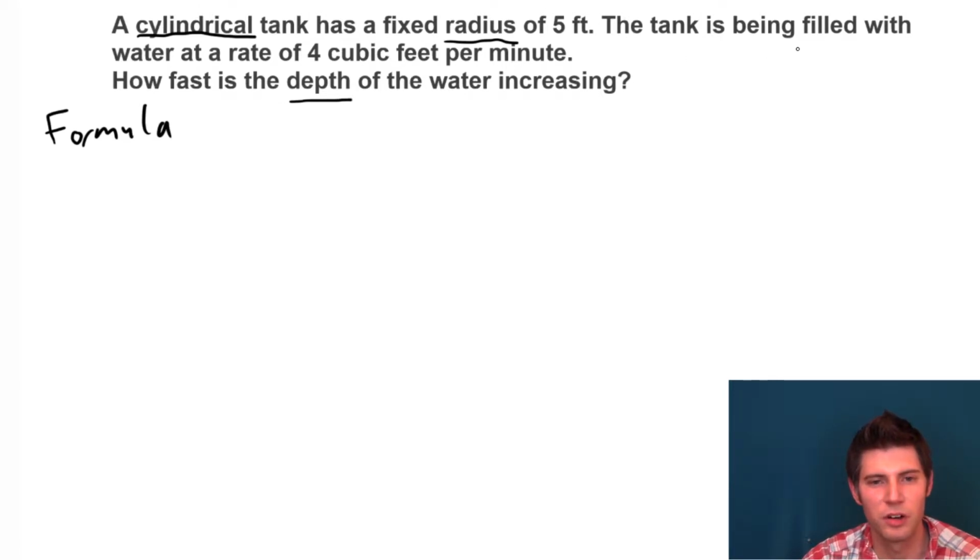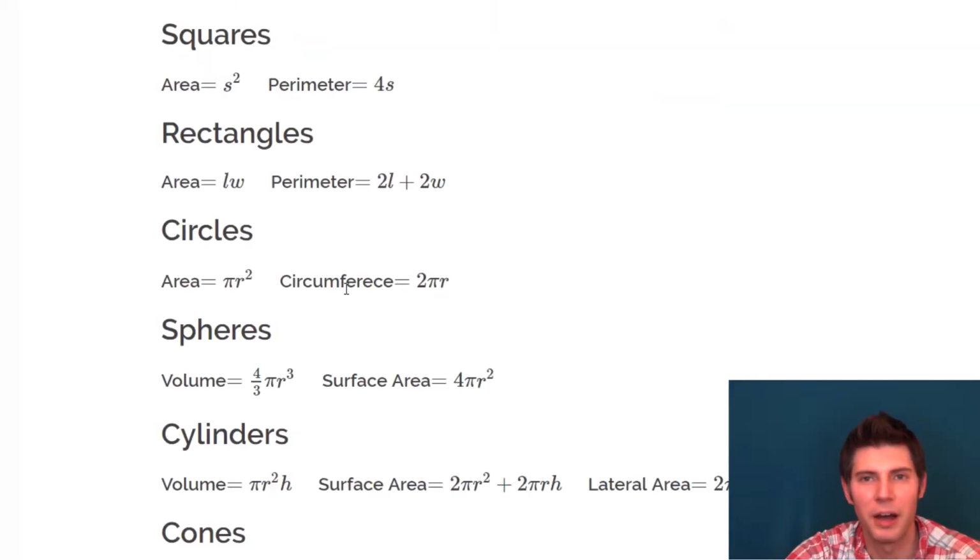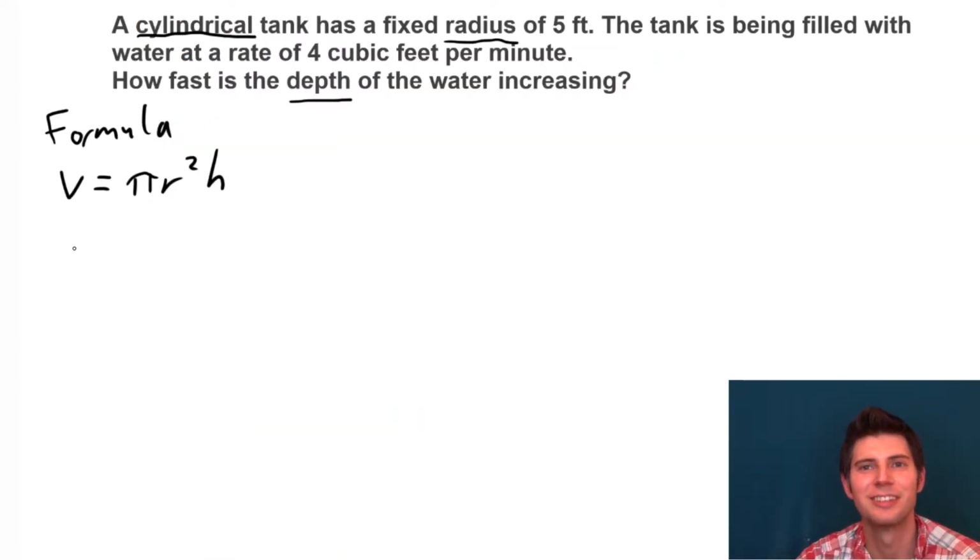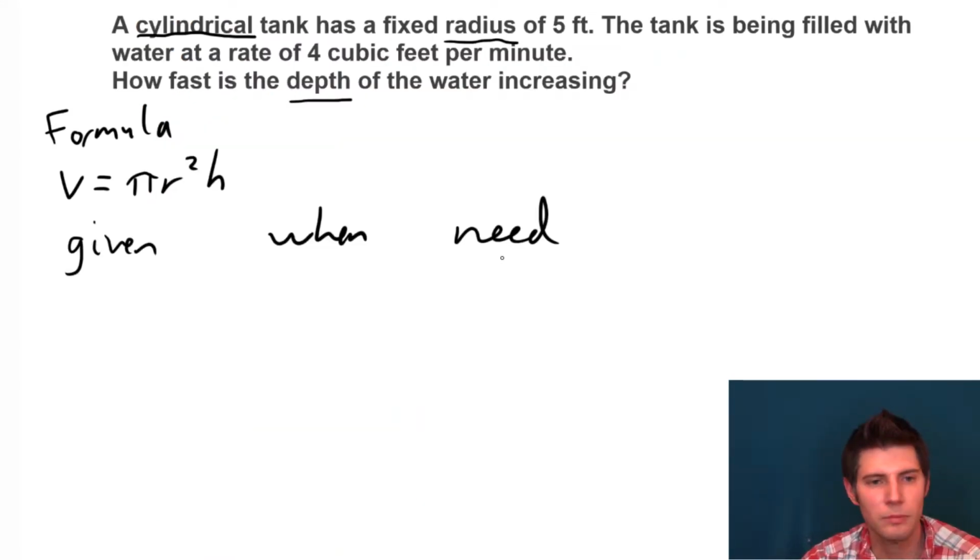They don't say the word volume, but the fact they're filling the tank, it gets filled with volume for a cylinder. So we want the volume formula for a cylinder. So it's V equals pi r squared h. Now, what's next? Given, when, and need. So our given is that the tank has a fixed radius of 5. So we know that the radius is 5.